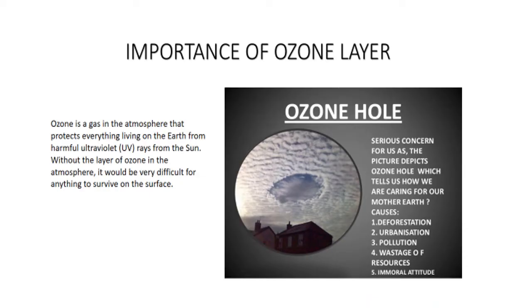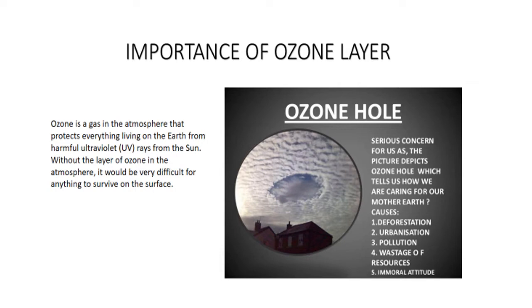Ozone layer. Ozone is a gas in the atmosphere that protects everything living on the earth from harmful UV rays, that is ultraviolet rays from the sun. Without the layer of ozone in the atmosphere, it would be very difficult for anything to survive on the surface.